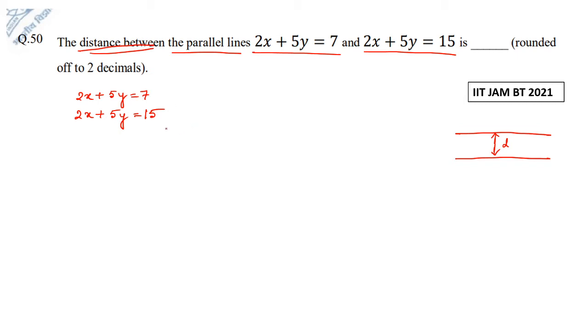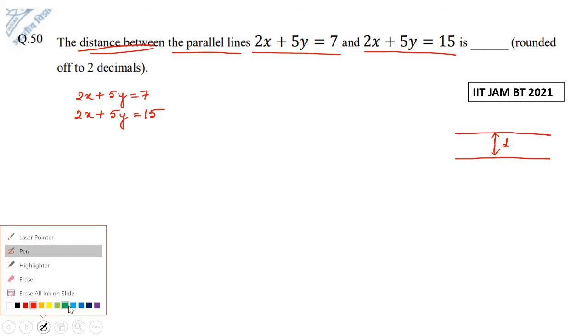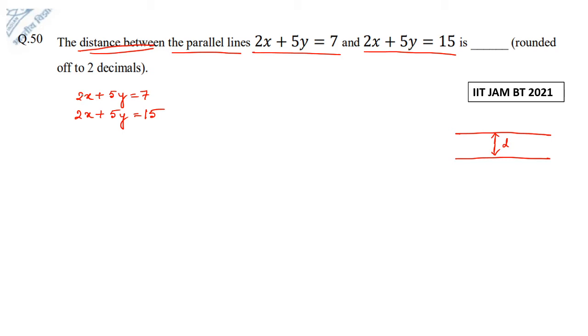So we have two straight lines, and observe here that the coefficients of x and y in both the straight lines are the same, that is for x it is 2 and for y it is 5. And this is why they are parallel lines. The only difference is here, the 7 and 15.